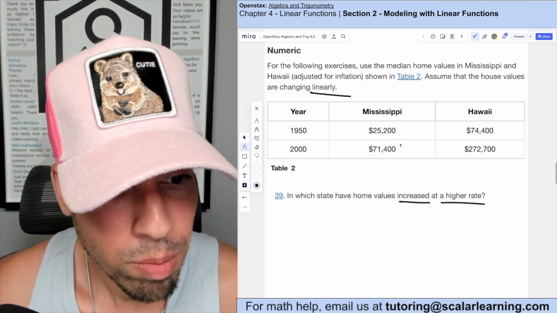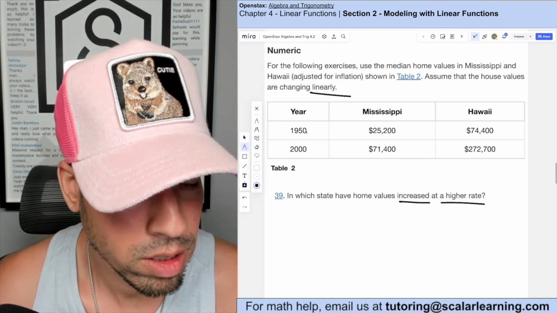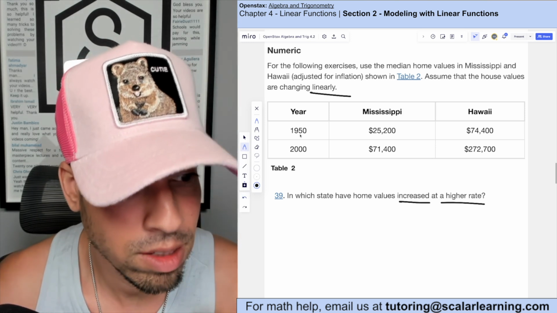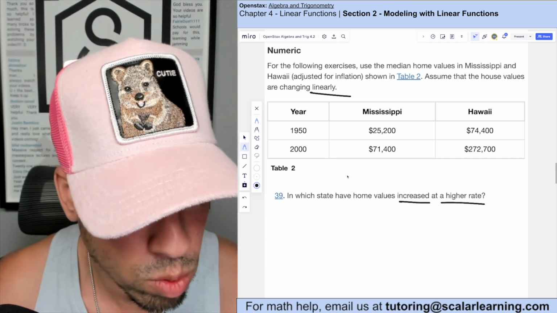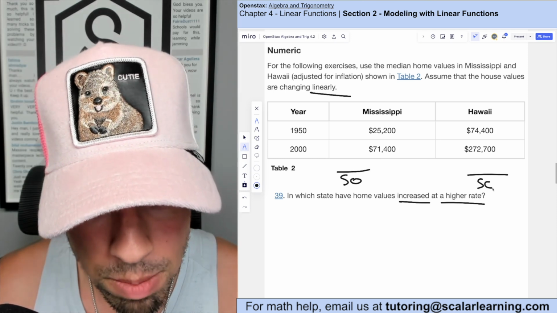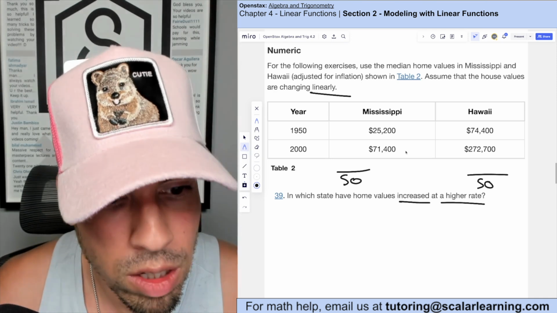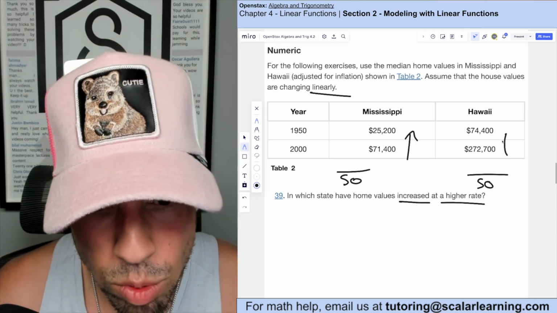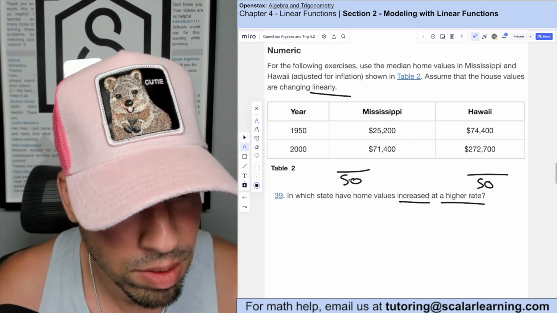So again, slope is the difference in the y values, in this case, the difference in the cost, over the difference in the x values, in this case, the difference in time. So for both of these, 50 years has elapsed. So for the rate of change for each of these, we're going to be dividing by 50, 2000 minus 1950. And then here, we're going to also subtract. In this case, we're going up just to keep it positive. But we're doing 2000 minus 1950, 50 on the bottom.